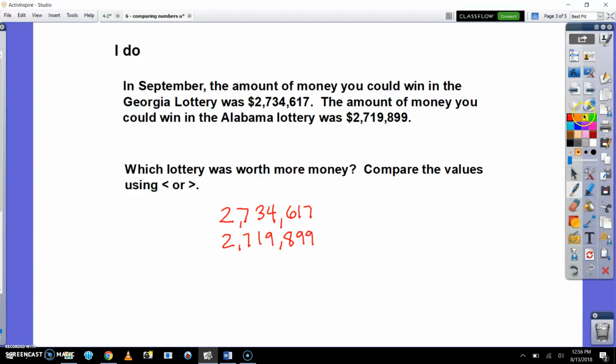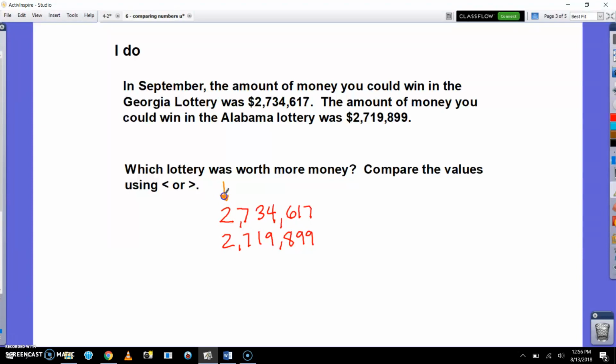And I'm going to start at the biggest place, the greatest place. I'm going to start way out here in the millions and say, alright, which one of these two numbers has more millions? Because if either one has more millions, it has to be the greater number. Any number with 2 millions, no matter what's after it, has to be greater than any number with 1 million. There's no way around it. No matter what I fill these blanks in, you don't have to see them, you know that 2 million is going to be more and 1 million is going to be less.